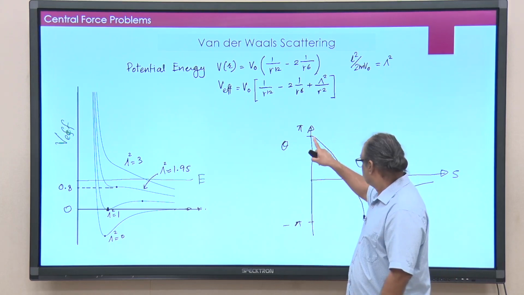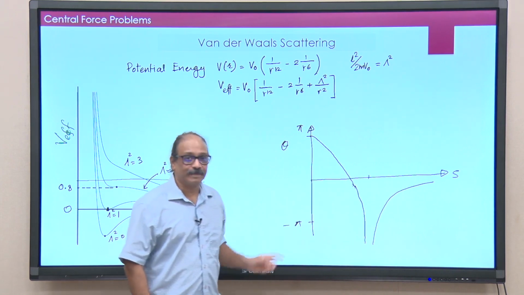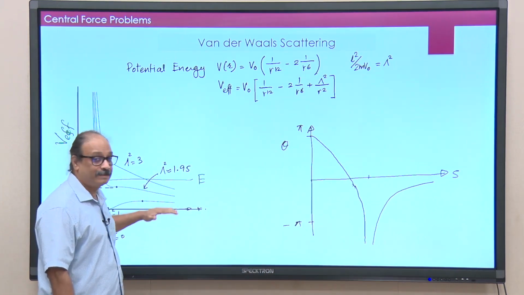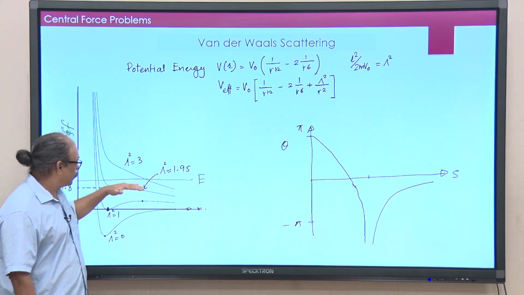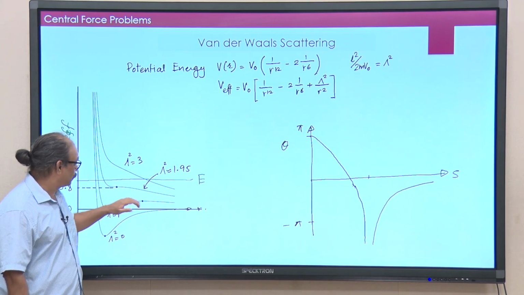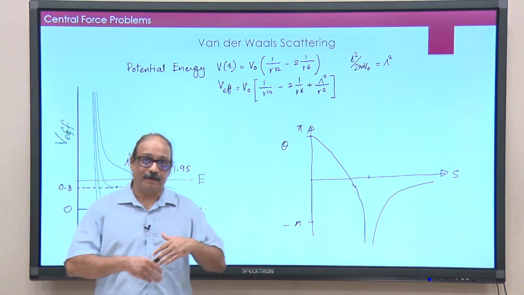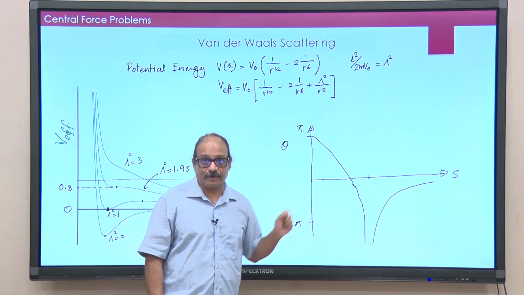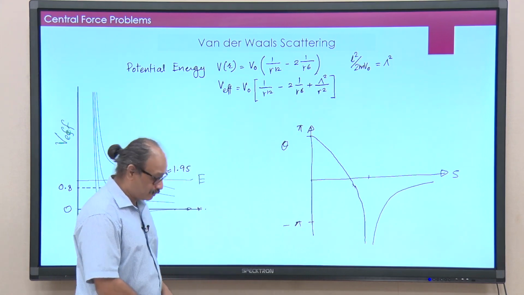So, the scattering angle versus S graph looks something like this, and this graph would look different for different energies, depending on its energy with respect to this point and these maxima. Depending on that, your scattering angle versus S graph would look quite different. Right. So, these are some of the examples.